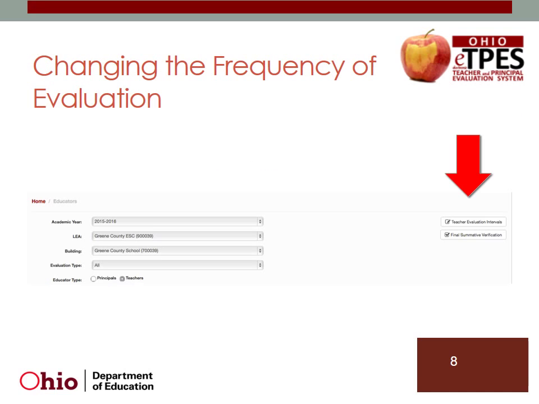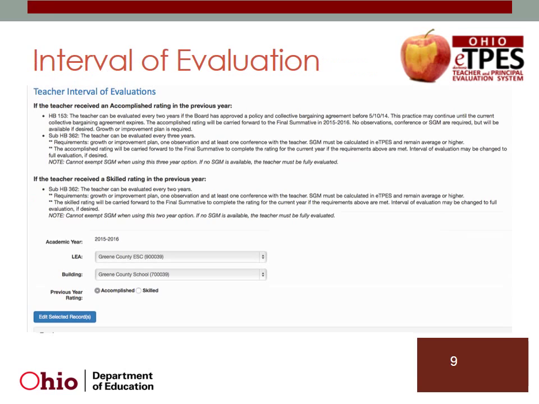On the Educator Evaluation page, you will notice near the top of the page icons where you would click to change the frequency of evaluation of teachers. This will take you to another page where the evaluation interval can be changed if needed. This screen shows that a district has made a choice to evaluate some teachers less frequently.